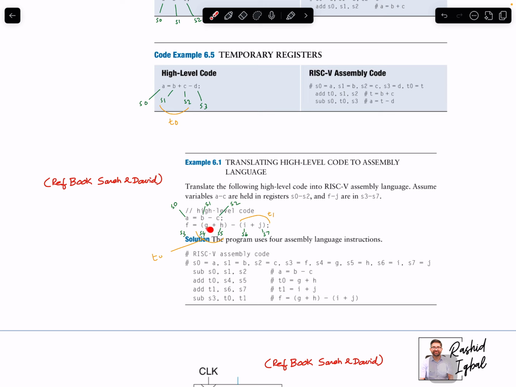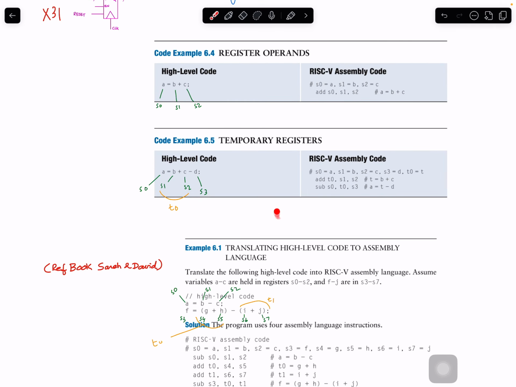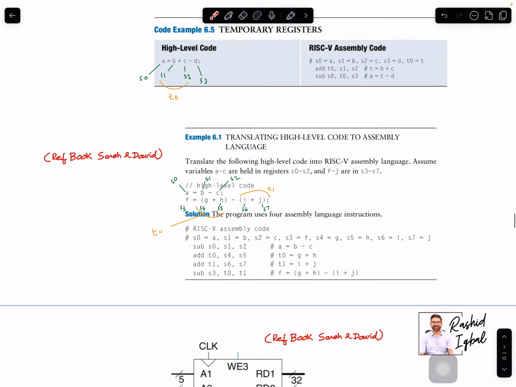All the intermediate values are also stored in registers. So the part in brackets is done first, and the output is put in a register, then all the others. In these examples, we are assuming that these registers already contain those values, initialized. But we're not talking about how they come from memory.